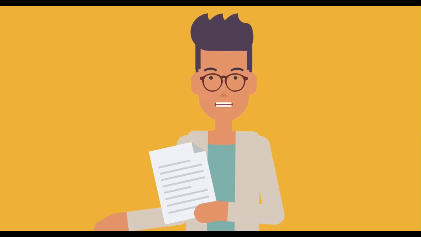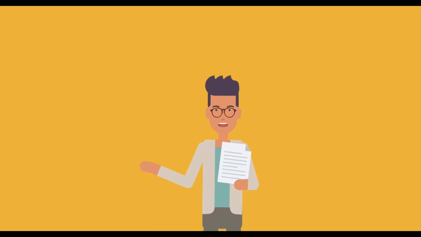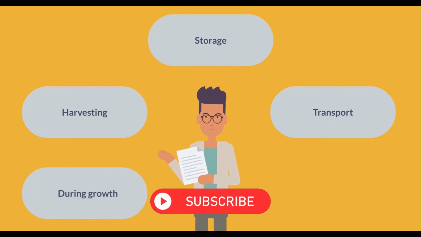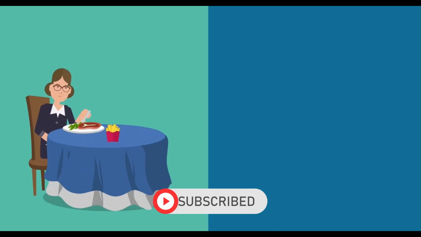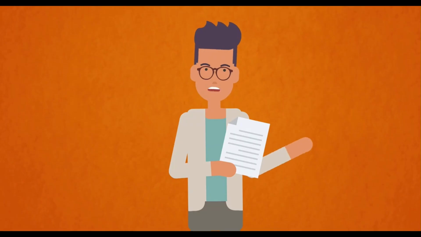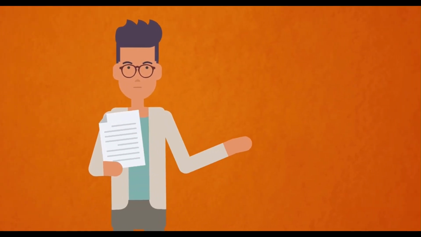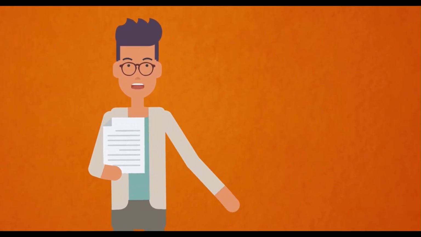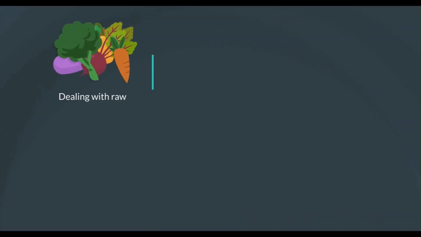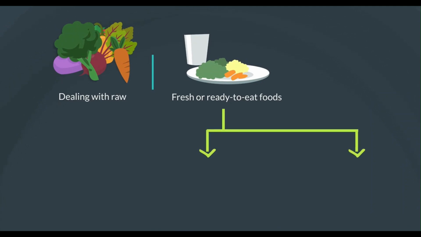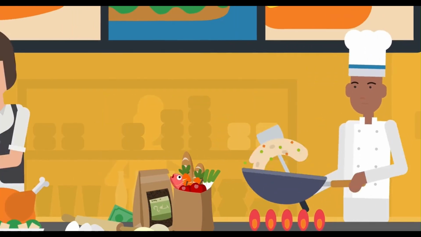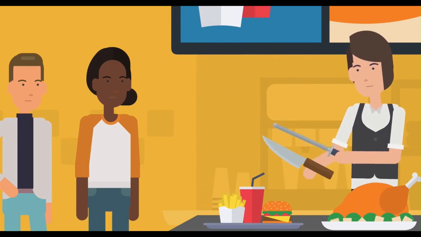Well, food can be contaminated at any point between farm and plate. During growth, harvesting, storage, transport, cooking or serving. Contamination can either be from the source or more frequently by cross-contamination. This means the transfer of harmful contaminants, usually bacteria, from one surface or item to another. Cross-contamination is particularly hazardous when dealing with raw, fresh or ready-to-eat foods, such as fruits, salad or other vegetables. The absence of cooking before serving means harmful organisms remain in or on the food.